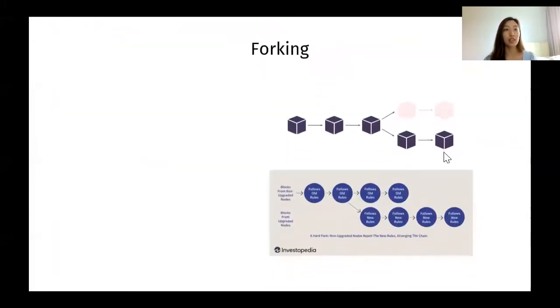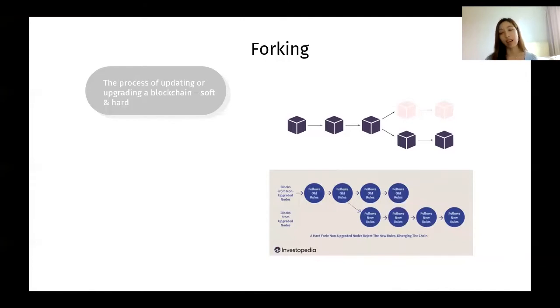And next, we have forking. To increase a network's transaction processing limit, it requires changes to be made to the technical workings of a blockchain. This process of updating or upgrading a blockchain is called a fork. And this can be soft or hard depending on your purpose. You can just picture a blockchain as a straight path made of blocks linked to one another, like the one in the picture here.